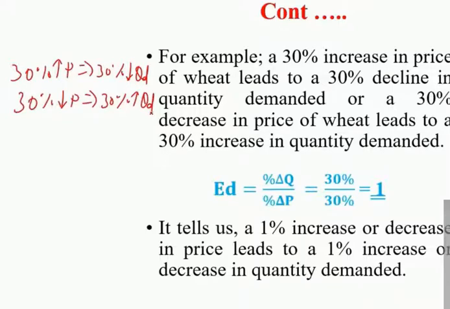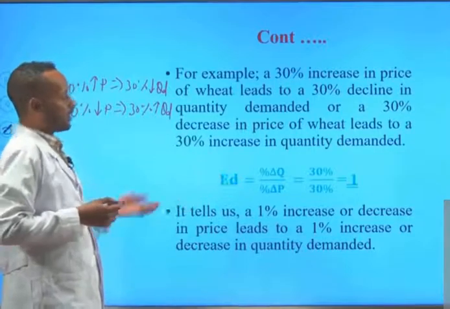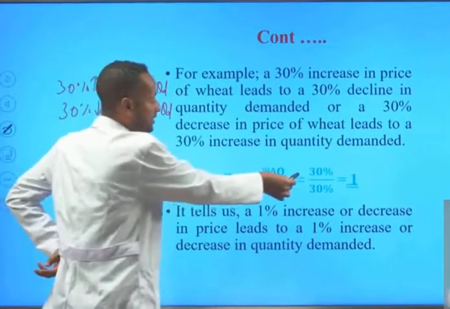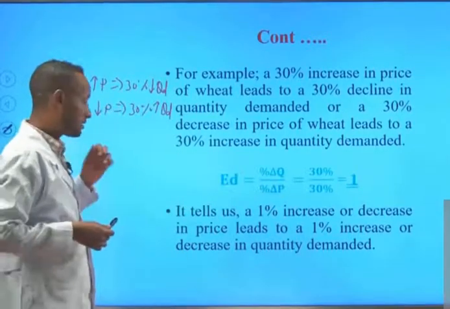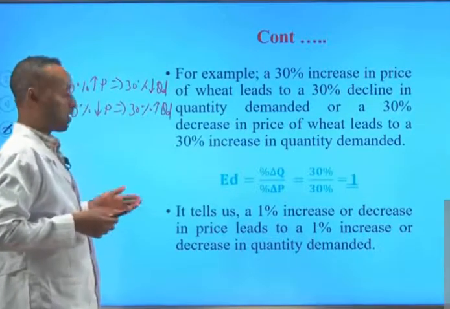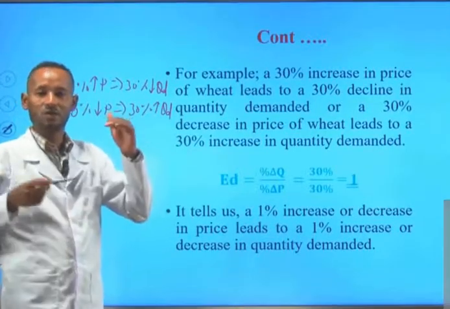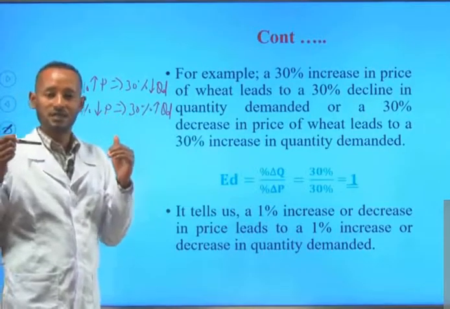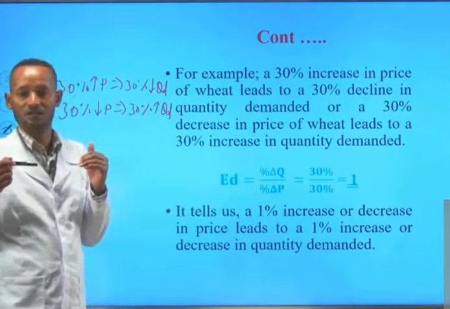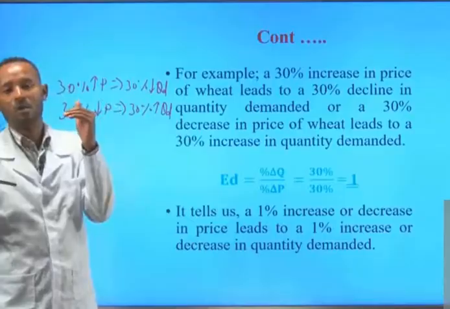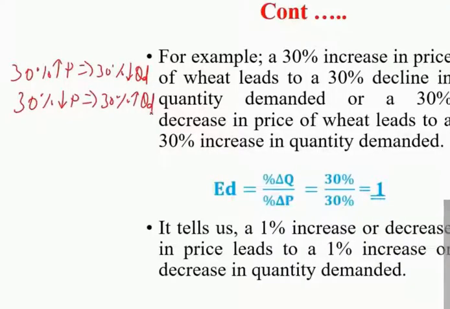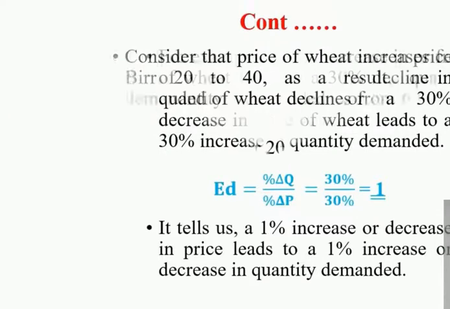Mathematically, the price elasticity of demand is calculated by dividing the percentage change in quantity demanded by the percentage change in price. From this example, the percentage change in quantity demanded is 30% and the percentage change in price is 30%. When we cancel 30% by 30%, we get 1. This 1 tells us a 1% increase or decrease in price leads to a 1% increase or decrease in quantity demanded. That means as price increases by 1%, quantity demanded declines by 1%, and as price declines by 1%, quantity demanded will increase by 1%.